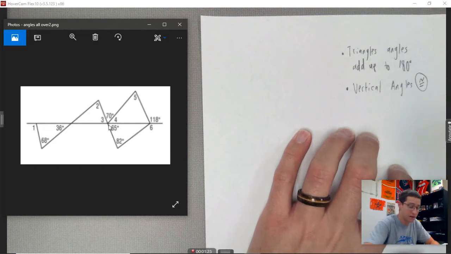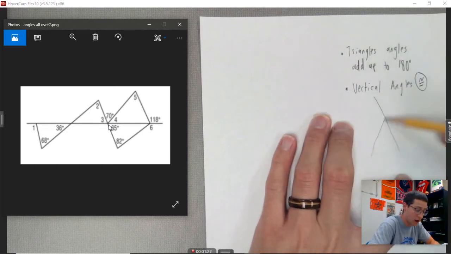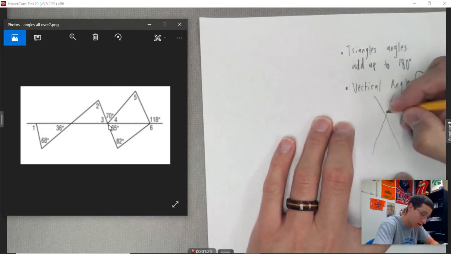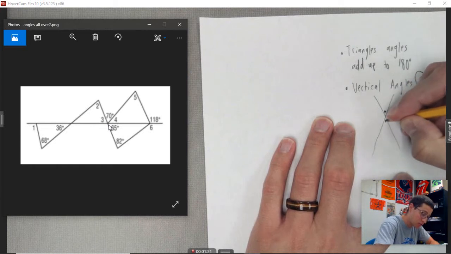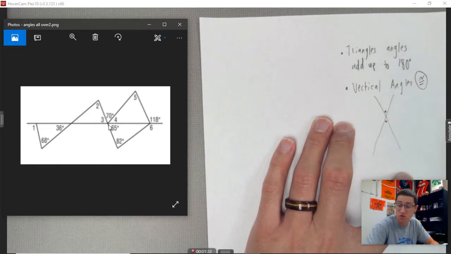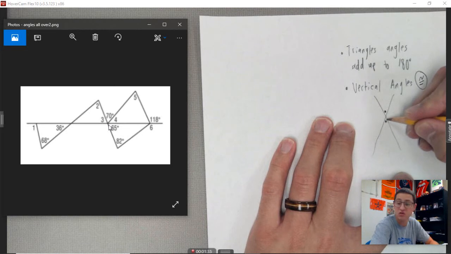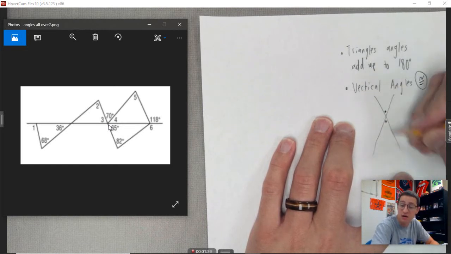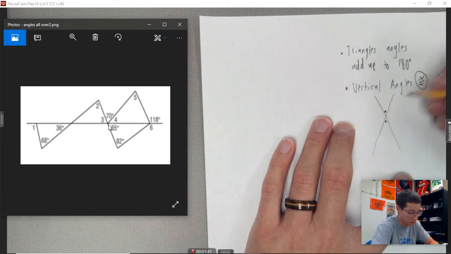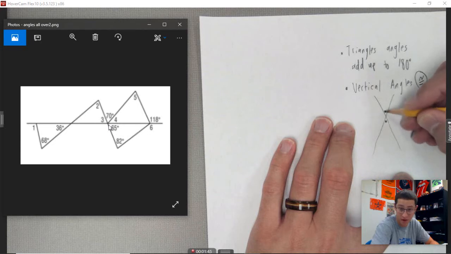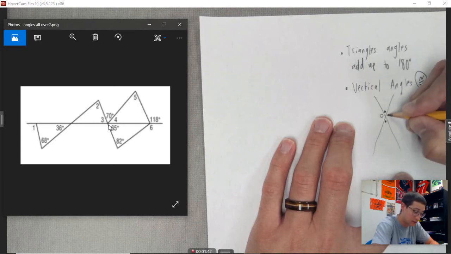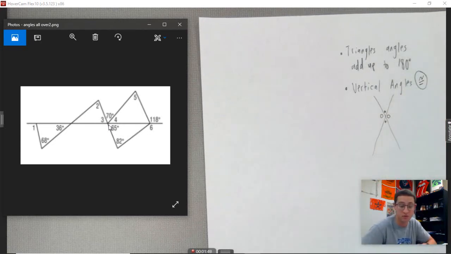Okay, and again, just what vertical angles look like. I always draw an intersection, and then I like to personally label my angles with a little symbol, so I know that they're the same. So these two angles will be the same. Okay, they're formed by an intersection. So anytime you have an intersection of two different lines, you're going to have one pair of vertical angles and then a second pair of vertical angles. Okay, and you'll see that a few times on this problem.